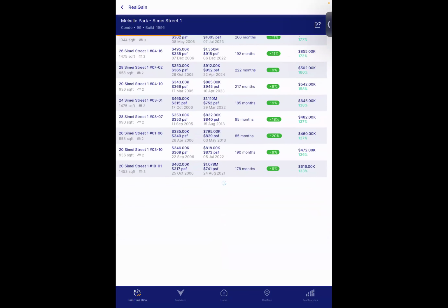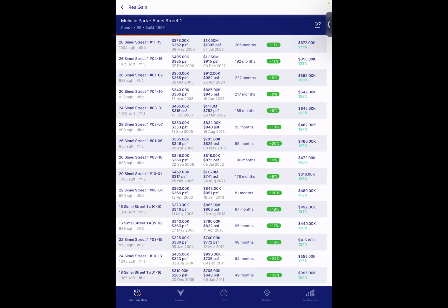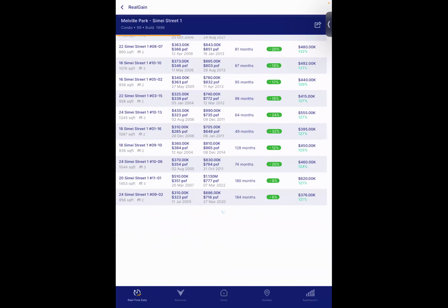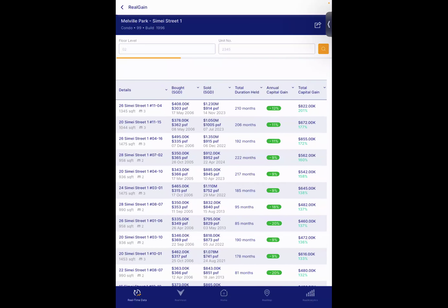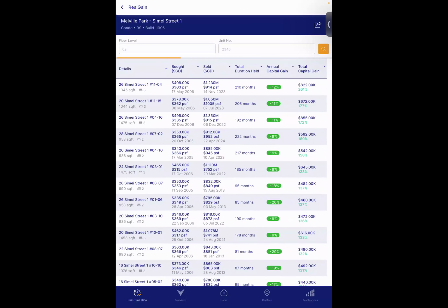Okay, so you can let it load. So you can see Melville Park, a lot of people earning. They are holding on for quite a while. So Melville Park, if you want to earn money, based on historical evidence, you hold on for quite a while, can earn money.